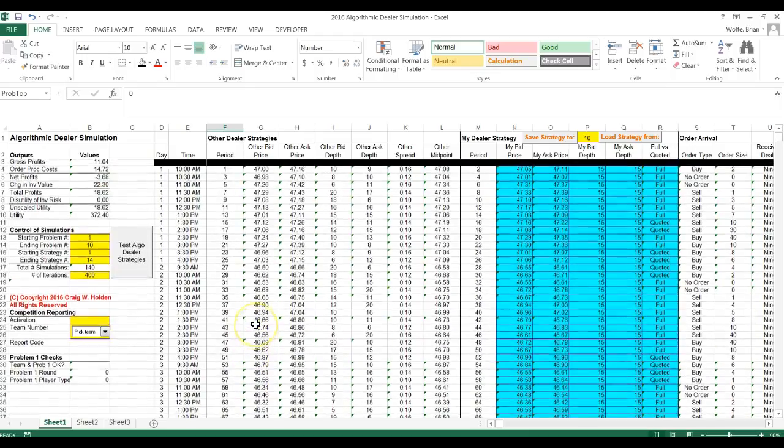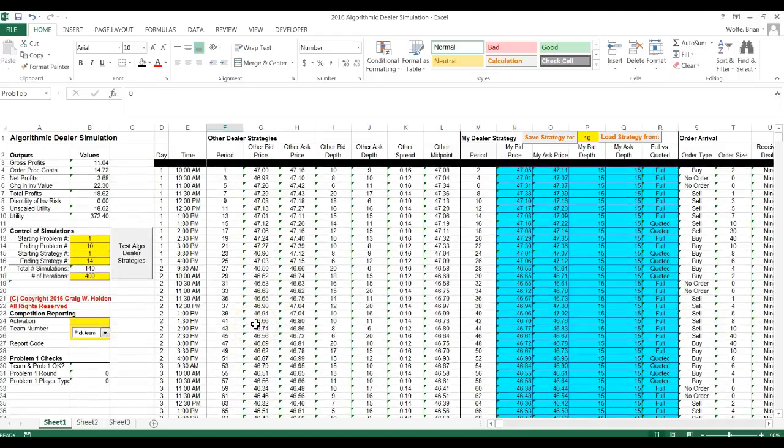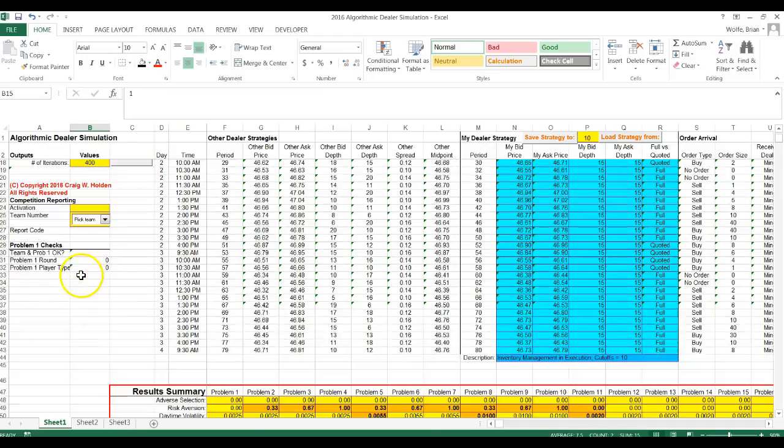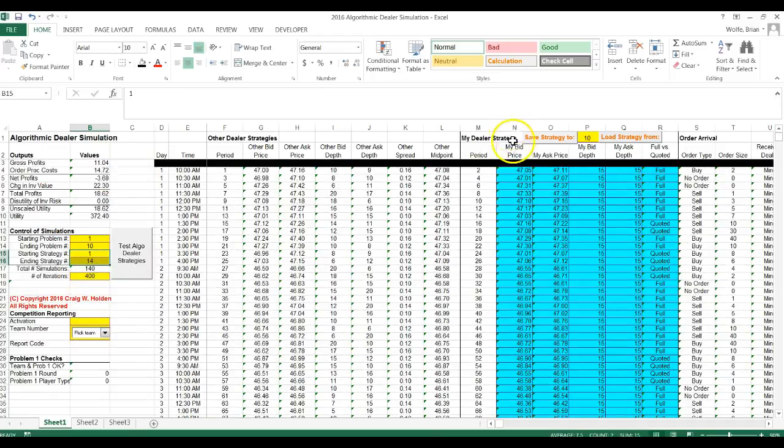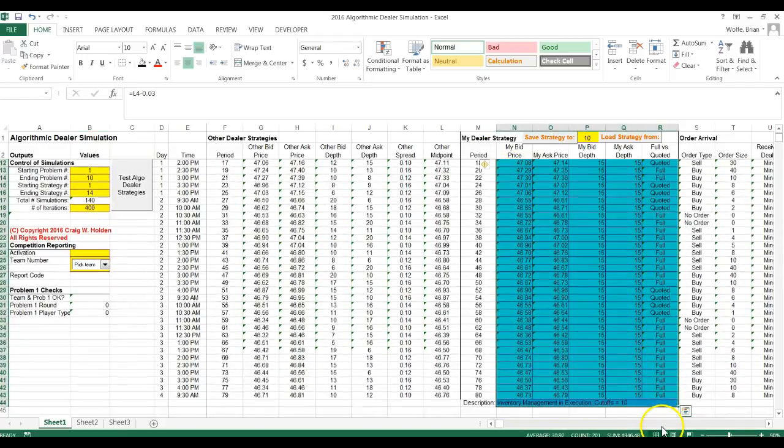If we're going to be more scientific about it, we're really going to come up with some kind of strategy to create a set of problems and test them. And so this control of simulations box allows us to test a block of problems for a certain set of strategies. Well, what's a strategy? Well, we're going to create a strategy over here in columns N through R.